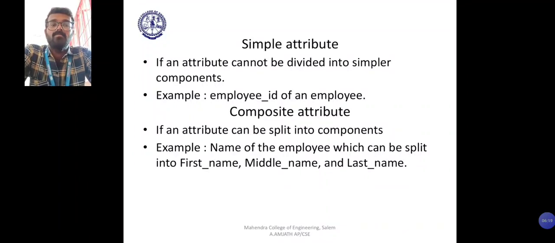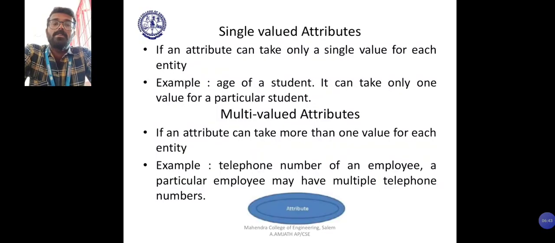Here the name of the employee is the entity. Then what are the composite attributes? The three attribute components are first name, middle name, and last name. Here the name of the employee is the entity. We can split it into three types of attributes called first name, middle name, and last name. This is also called composite attributes.